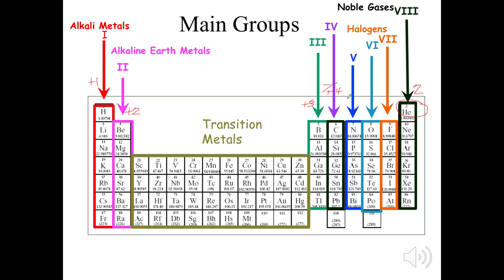The elements in group 5, now we're going to go backwards and we're going to do negative 3. Elements in group 6 will have a negative 2 charge. In group 7, they will have a negative 1 charge. And then the charge of elements in group 8 is 0. They don't have a charge. They're neither positive nor negative.